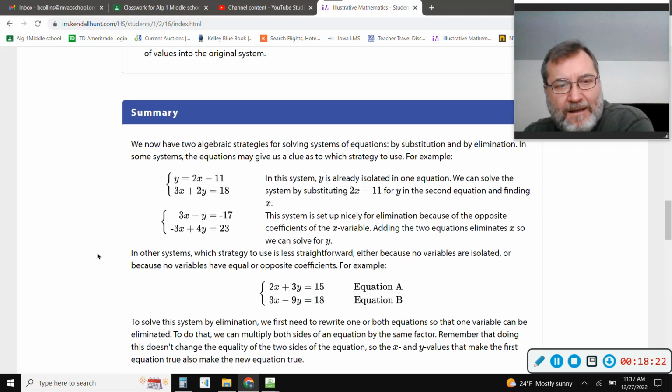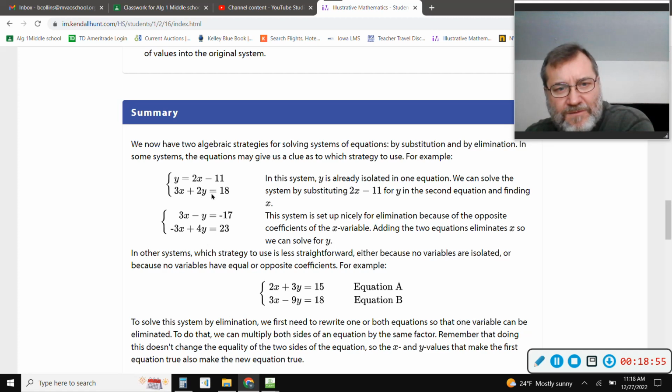All right. So your little summary here. Now we have 2 algebraic strategies for solving systems of equations: substitution and elimination. Right? We've been doing elimination this entire time pretty much. In some systems, the equations may give us a clue as to which strategy to use. All right. So on this one, you notice, what's this form right here? Well, it's a y-intercept form. And this form is standard. So in this system, y is already isolated. We can solve the system by substitution, by substituting 2x minus 11 in for y in the second one.